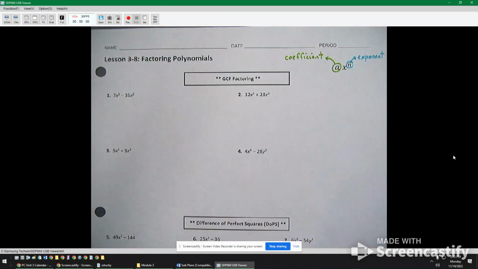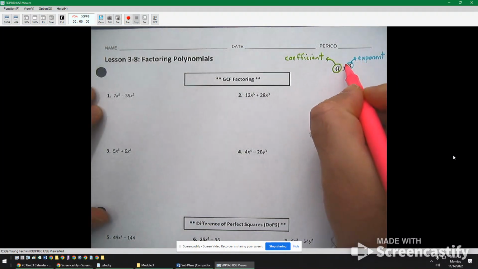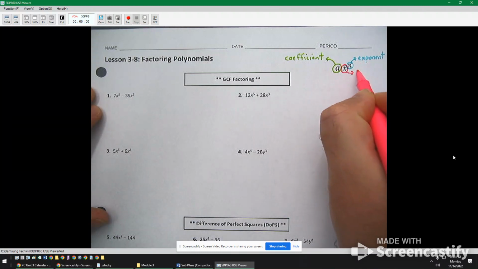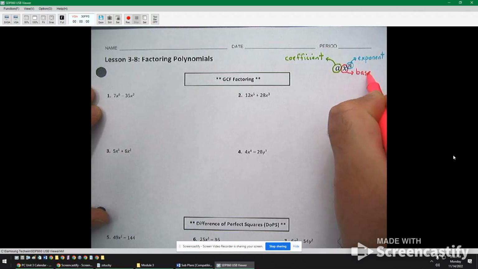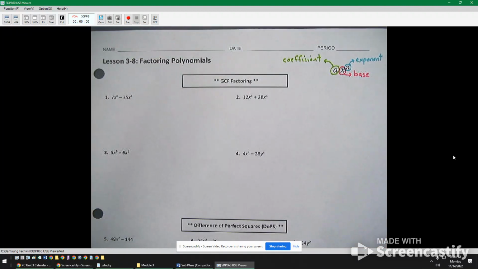Now, some people would call the x a variable, but when a variable is raised to a power, it has another name. It doesn't have to be a variable, I guess. Anything raised to a power has another name called a base. Now, I want to get over those. We don't really talk about them a whole lot, but I do reference things like coefficient and exponent. So I think it's worthwhile to talk about this.